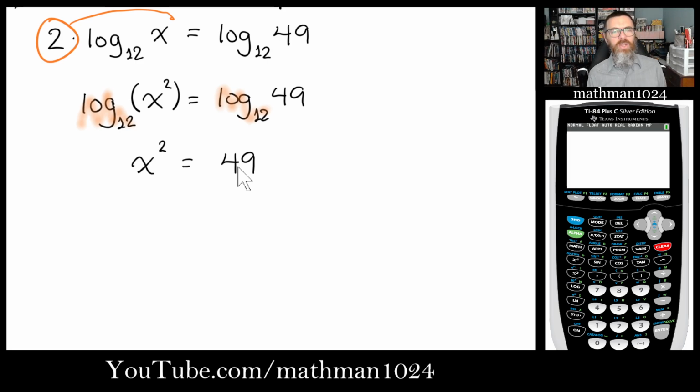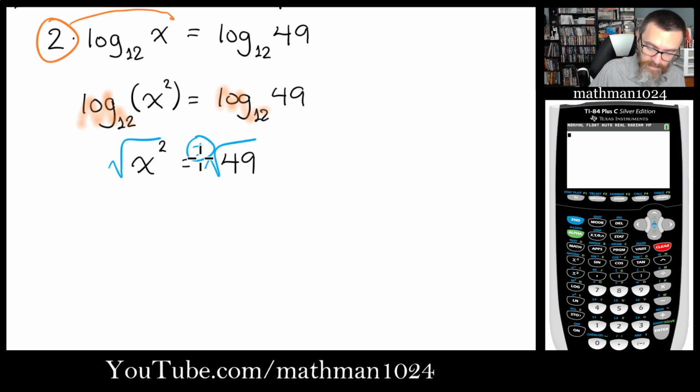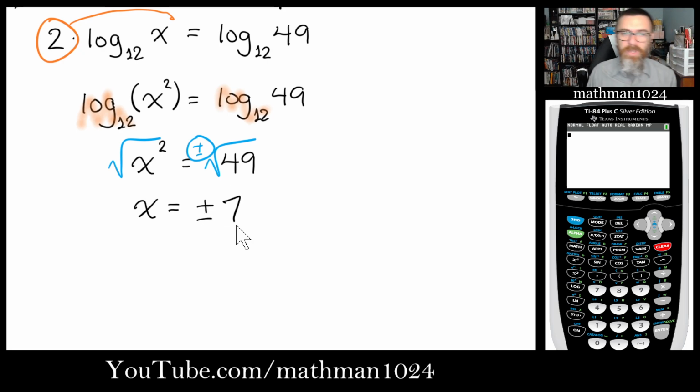A nice quadratic equation. What could possibly go wrong? Take the square root of both sides because we just have x in one spot and it's a square. Don't forget the plus or minus. x is equal to plus or minus 7.